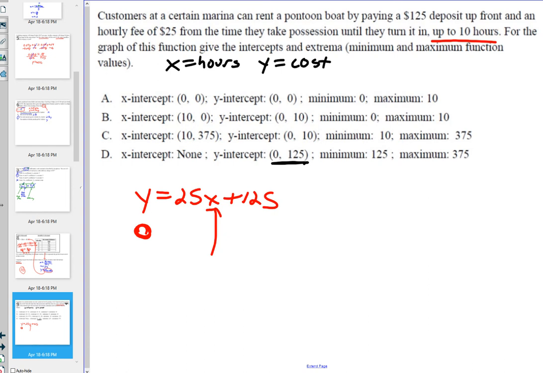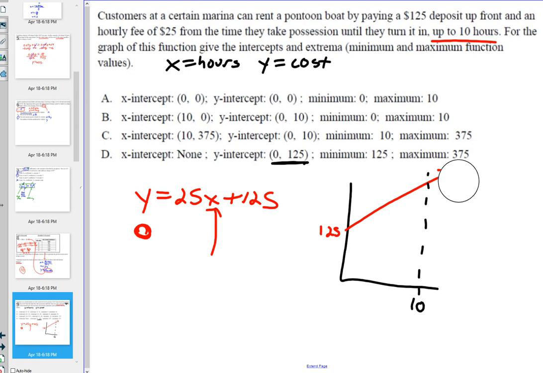And if you were to look at it on a graph, if we just look at the first quadrant, this graph has a positive slope. It would look something like that, where the y-intercept is 125, and then you're going up. It's just that the domain is going to be limited. You can't go beyond 10 hours. You wouldn't have this arrow here.